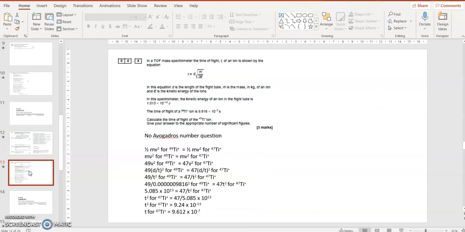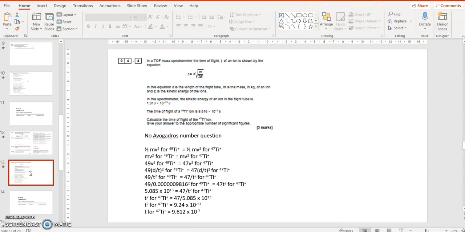Odd question this. The clue again is similar to one that I've done in the previous video. You're not given Avogadro's number and you're being asked to work out the time of flight of something. If you're not being given Avogadro's number and you're given those complicated equations, you've got an easier way of doing it. You know that the kinetic energy of any particle, half mv squared, is the same for any different particle. So half mv squared for 49 titanium is the same as half mv squared for 47 titanium.